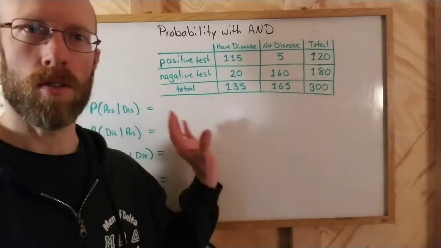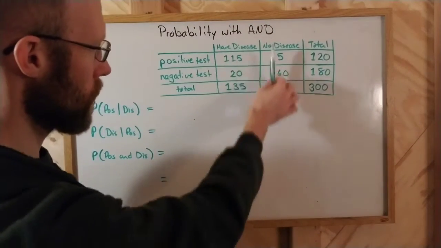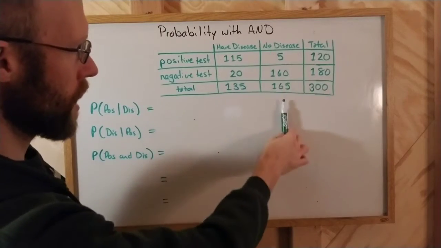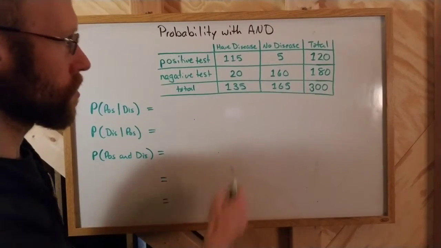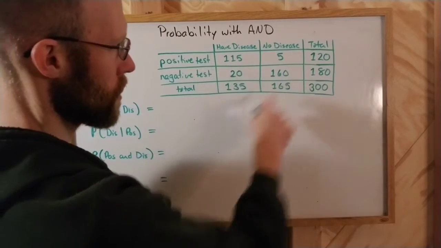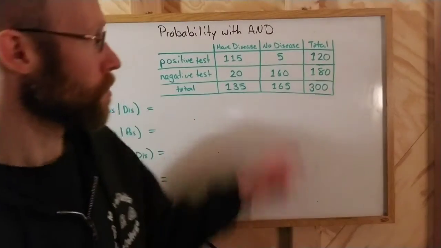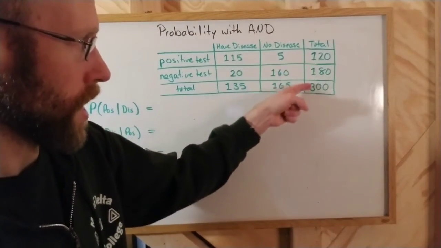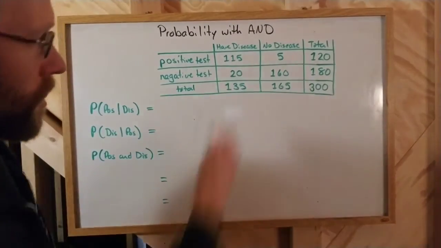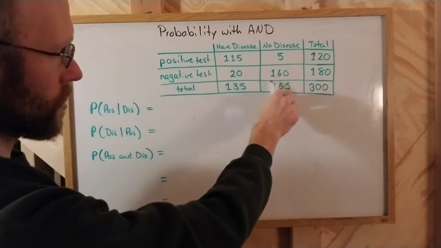And so you can see how this breaks down, where the two columns are having the disease or not having the disease, and then the total on the end. Of course, the 115 and the 5 add up, the 20 and the 160 add up, the 135 and the 165 add up, and the 120 and the 180 add up. So all these things add up nicely. And then going down, the 115 and the 20, the 5 and the 160 add up.